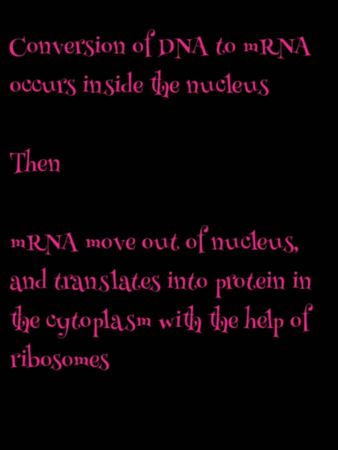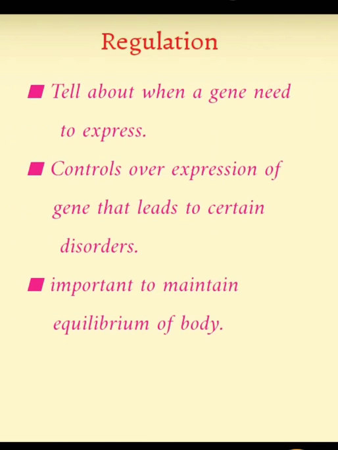But if we talk about eukaryotes, they are complex, true organisms. First of all, our DNA or genetic material is present inside the nucleus. So when DNA forms mRNA, it occurs inside the nucleus, and that mRNA comes out of the nucleus into the cytoplasm where ribosomes are present. Ribosomes are the protein synthesizing machineries. So we can say that translation occurs in the cytoplasm, whereas transcription occurs in the nucleus of the cell.